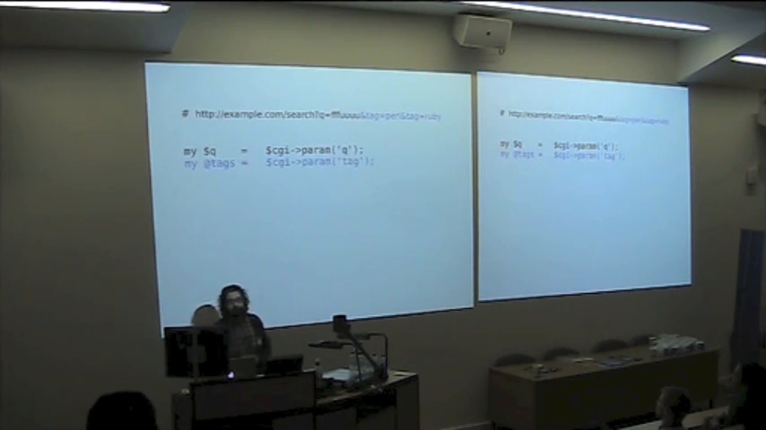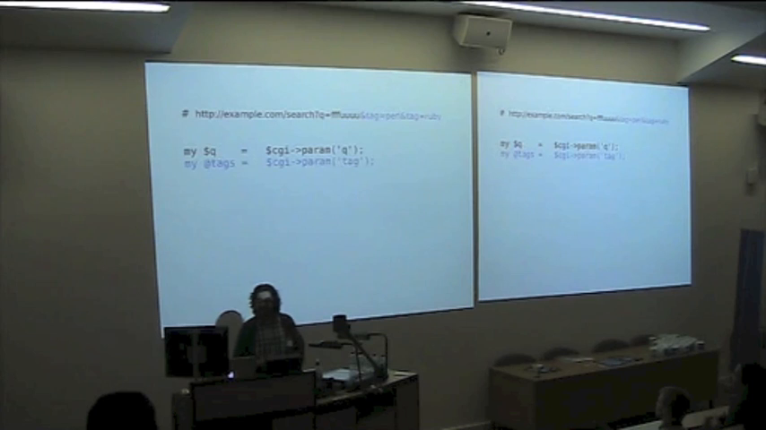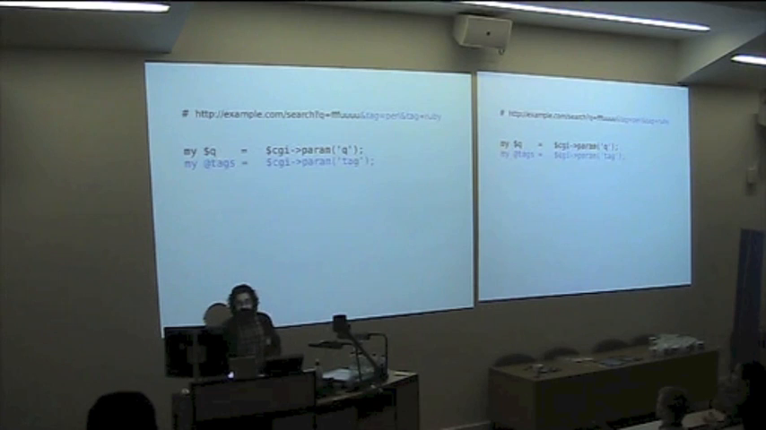However, HTTP allows multiple form parameters to have the same name, like this tag parameter. So CGI.pm uses context sensitivity to transparently and magically give you just one element if you call it in scalar context, or all of them if you call it in list context. And that's going to work just fine here. You can pull out the single q parameter in scalar context, and both of the tag parameters in list context.